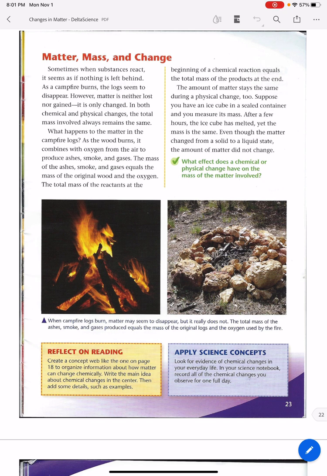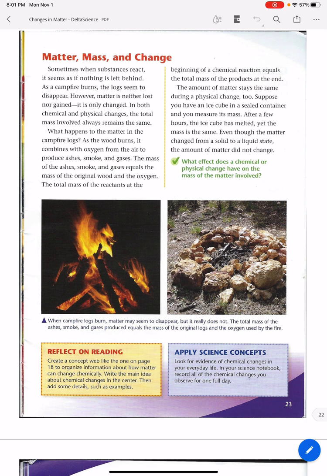The amount of matter stays the same during a physical change too. Suppose you have an ice cube in a sealed container and you measure its mass. After a few hours, the ice cube has melted, yet the mass is the same. Even though the matter changed from a solid to a liquid state, the amount of matter did not change.